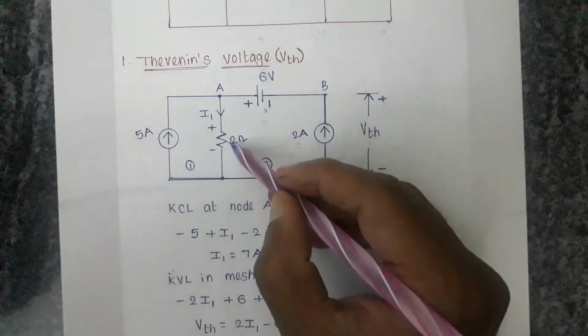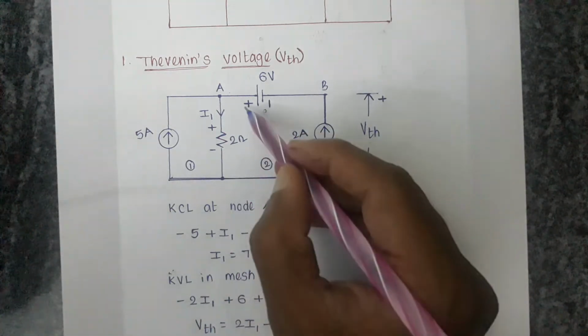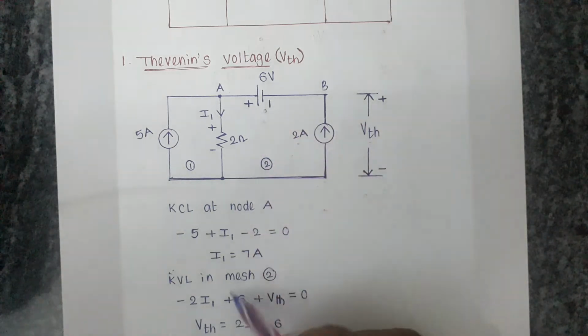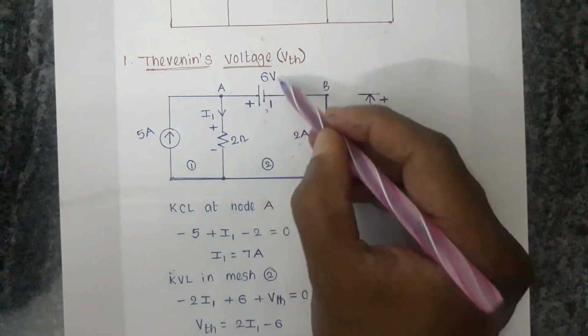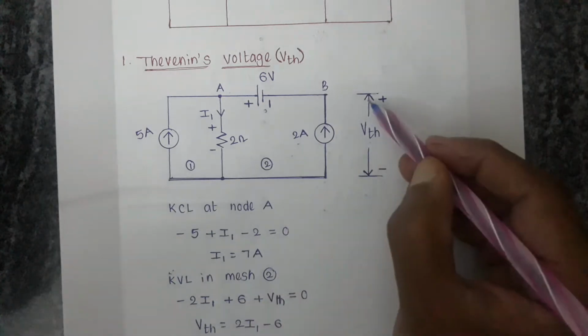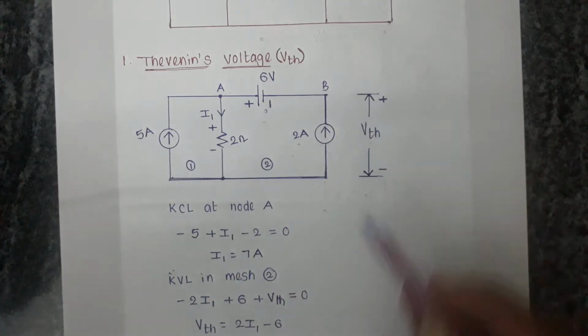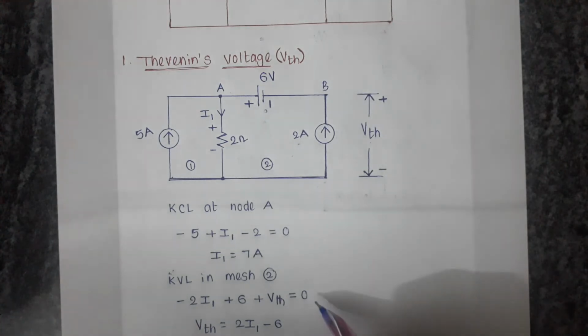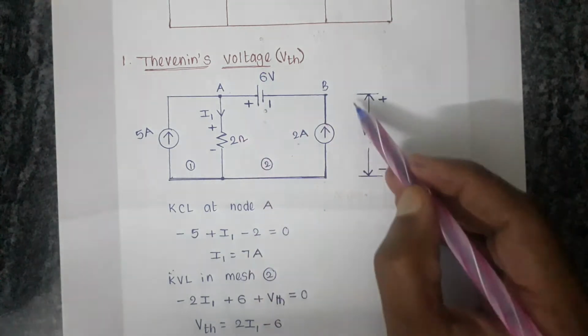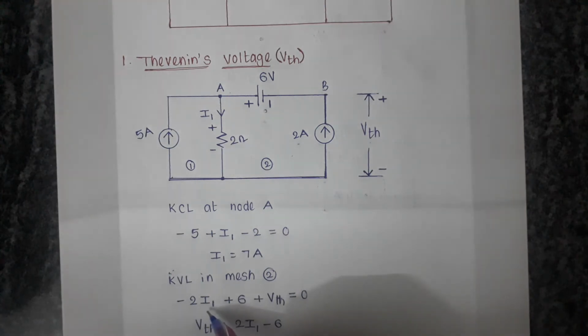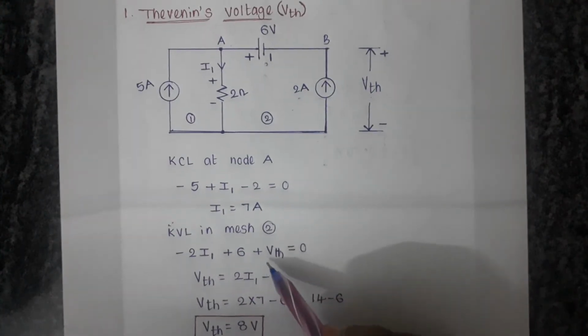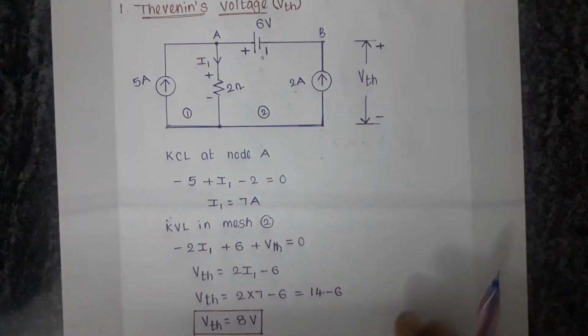2 into I1 is the voltage value. After that we come across a positive sign, plus, and the voltage value is 6 volts, again positive plus, and the voltage is VTH. So if you write KVL for this loop, we get -2 I1 plus 6 plus VTH equal to 0.